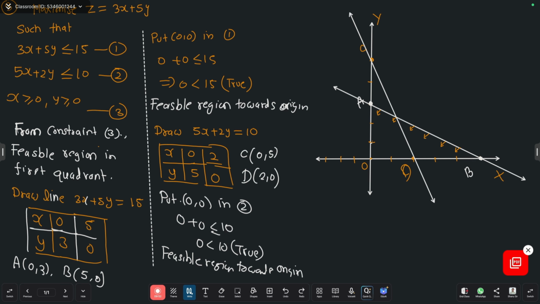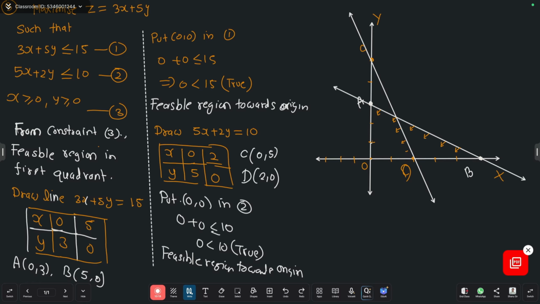Towards origin. It means this is the line. Towards origin means the feasible region is on this side. Okay, already in the first quadrant. Now you have to follow all the arrows. If you follow all arrows, then you will get this region. Very clear. So this is your required feasible region, and this came out bounded.